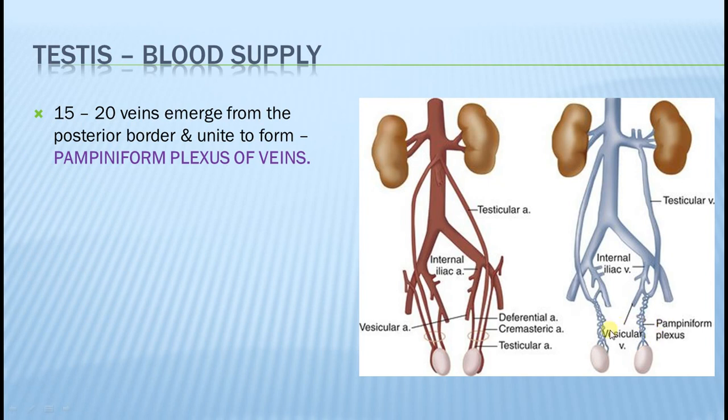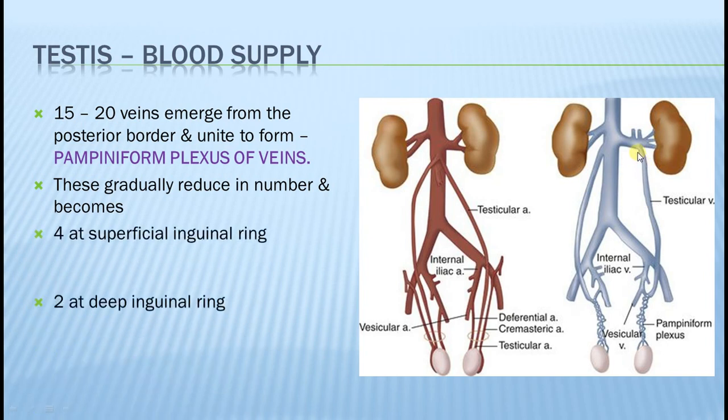Veins, so 15 to 20 veins emerge from the posterior border, and then they become 8 veins, 4 veins, before these veins form the pampiniform plexus, and gradually reduce in number. That's what I told you. They become 8, 4, 2, and ultimately they emerge as a single testicular vein from the deep inguinal ring and drain into the inferior vena cava on the right side, whereas the left drains onto the left renal vein on the left side.